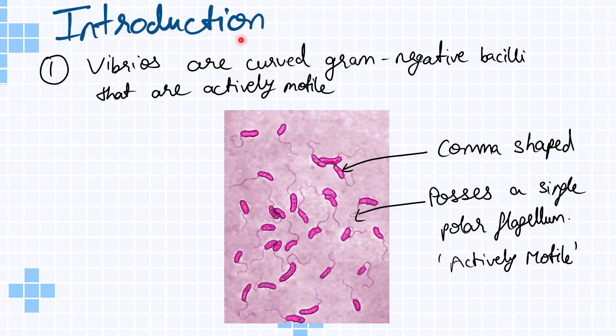Let's begin with the introduction. Cholera is caused by Vibrio cholerae, which is a curved gram-negative bacillus. It is actively motile because it possesses a single polar flagellum. Its characteristic comma shape makes it easy to recognize under the microscope.